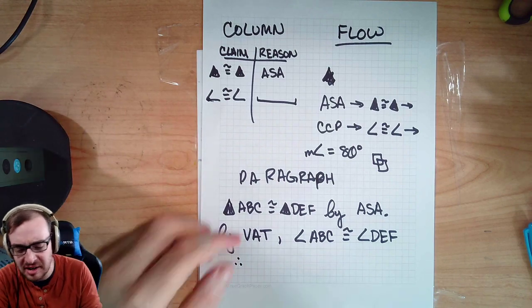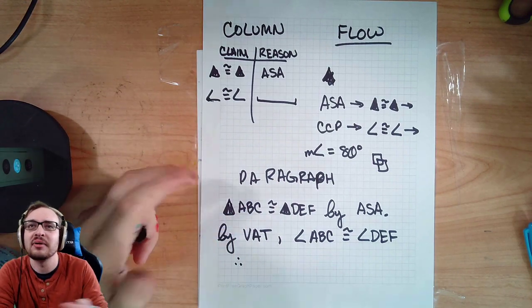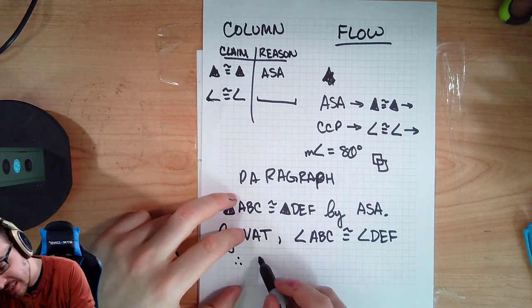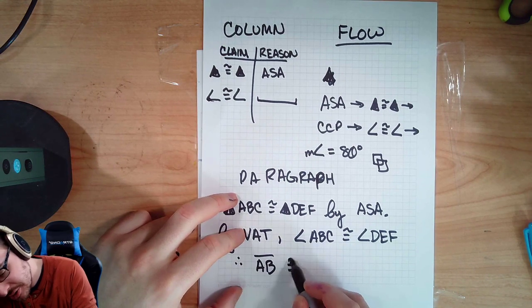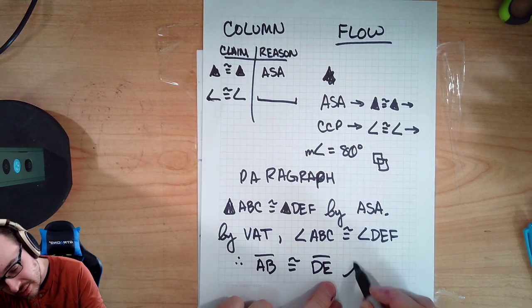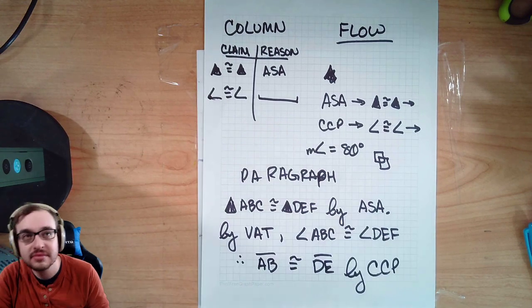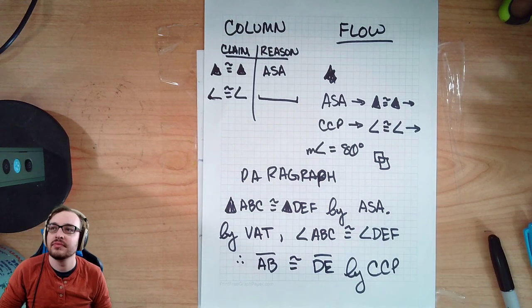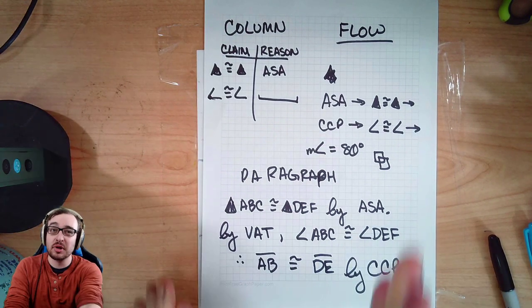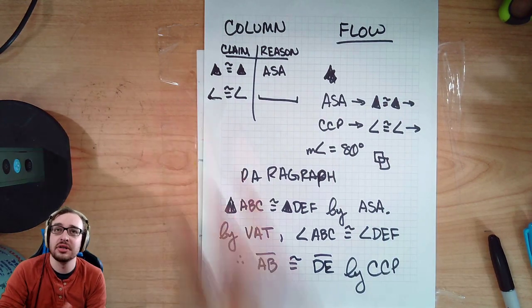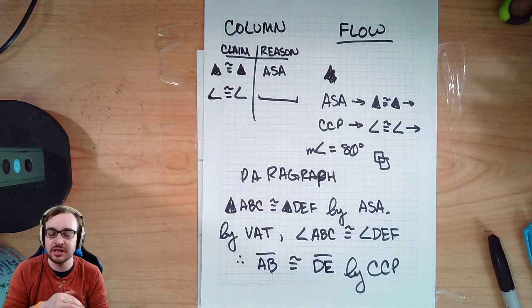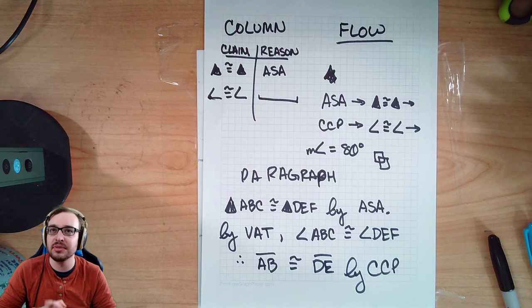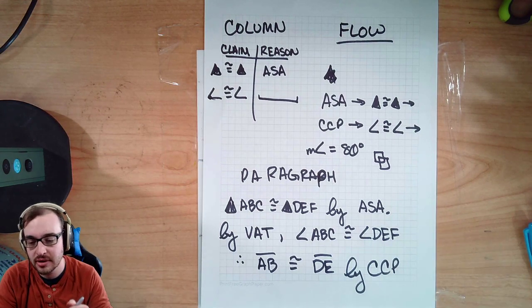let's say, I don't know where I'm going with this, but I could then say therefore side AB is congruent to side DE by corresponding congruent parts. And then I'm done with my proof. Again, you could just draw a line through here and put it into column proof, but what you can't do as a teacher and what you can't do as a student is have this be a hunt for the thing, right?